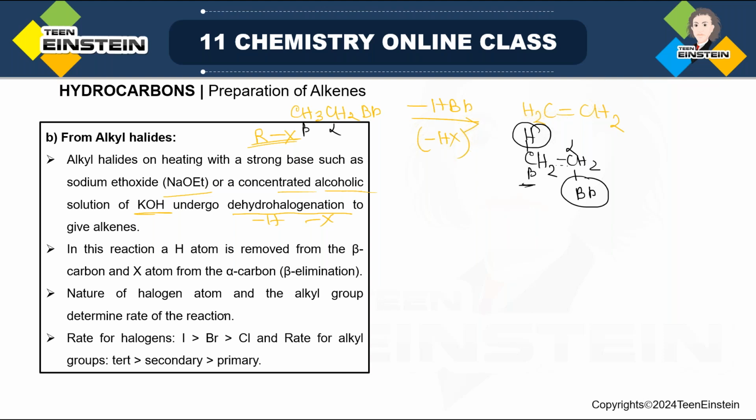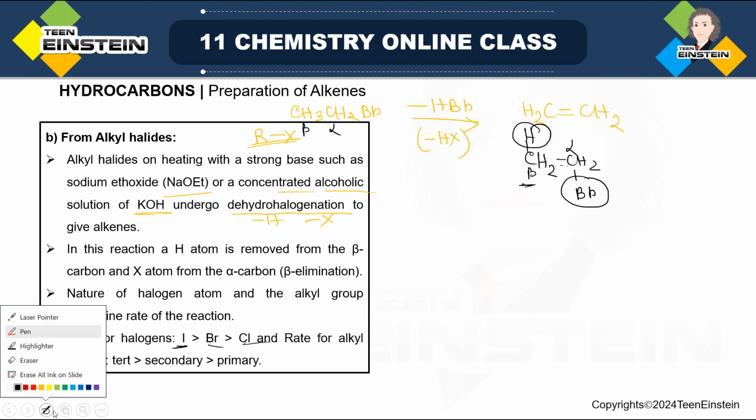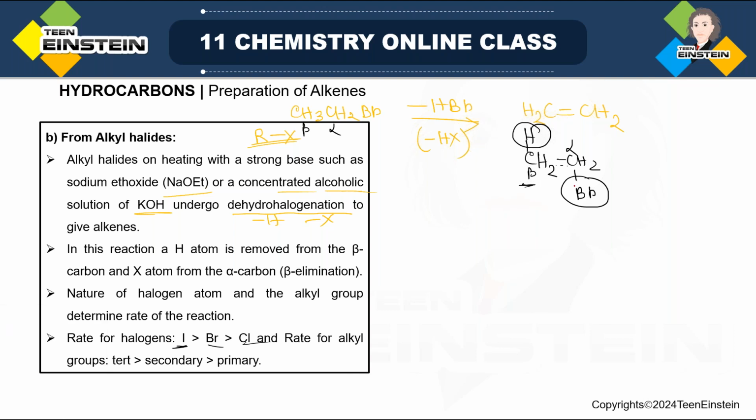So rate of halogen, obviously I greater than Br than Cl. Fluorine is not very good leaving group. So here why I am saying leaving group, because this Br will be removed. So if this bond is very weak, that is carbon halogen bond, so you can easily break C-I bond compared to C-Br bond, because C-I bond distance is very high. You can easily break it. So that is the reason why you are getting this type of rate for halogen, and also the rate for alkyl groups, tertiary, secondary, primary.